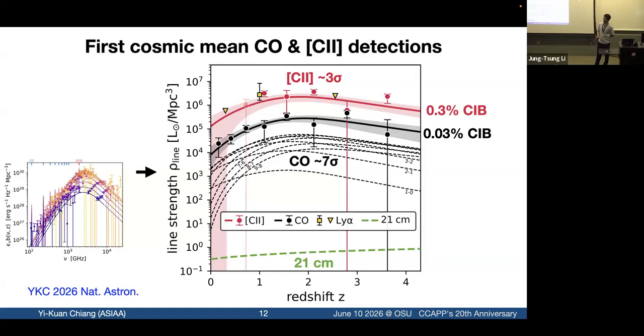Right, right. Yeah, yeah. So in terms of absolute line luminosities, CO is about a factor of 10 fainter than C2. But you see on the left-hand side, the continuum actually differs by 2 or 3 orders of magnitude between these frequencies. So that's the main factor, yeah.